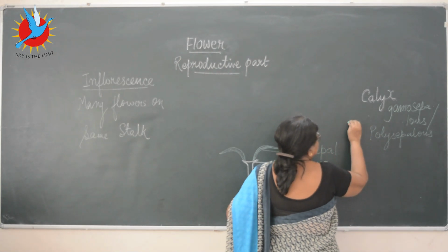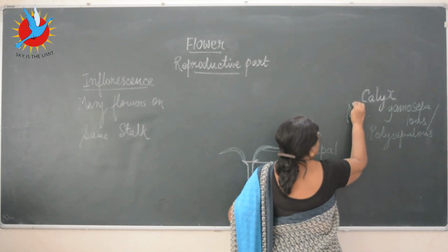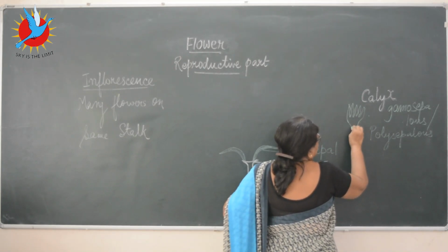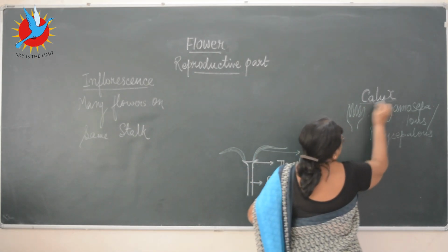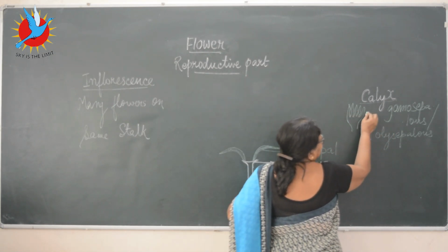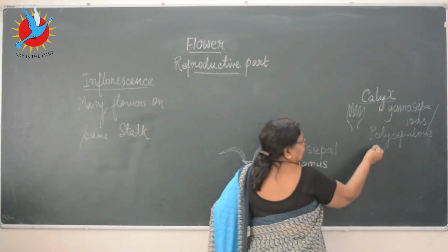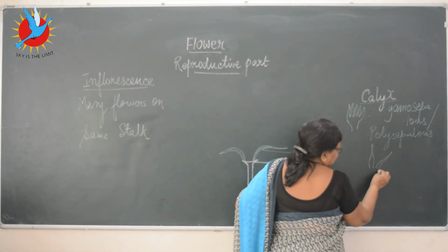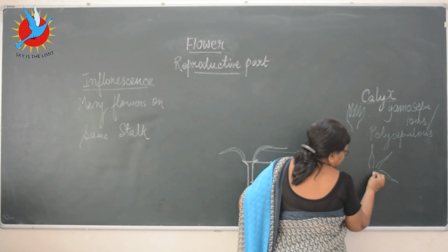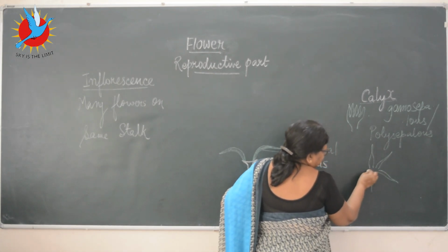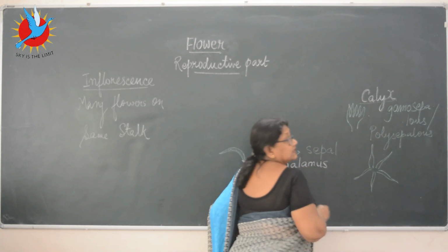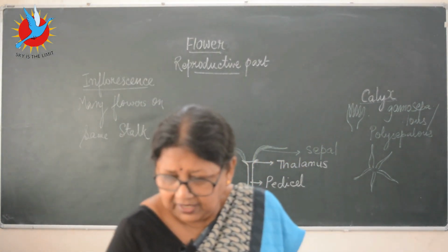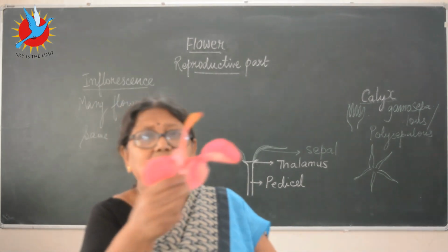Gamosepalous, I'll draw it for you, you will be able to see it clearly. This is the calyx, each one is a sepal and the condition is gamosepalous. If it was polysepalous, then each one will be separate. Like this. Clear? So what is the first whorl called? Calyx. Okay. Now let's take the second one.